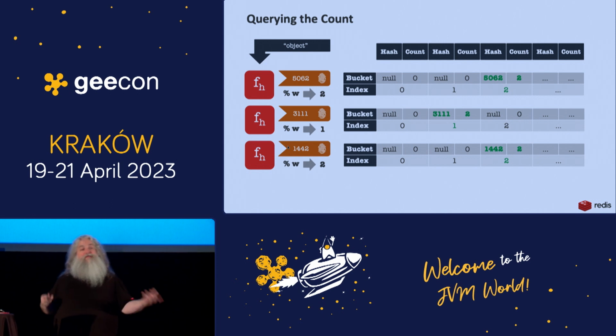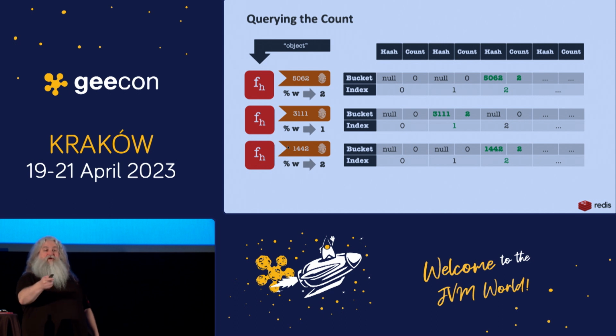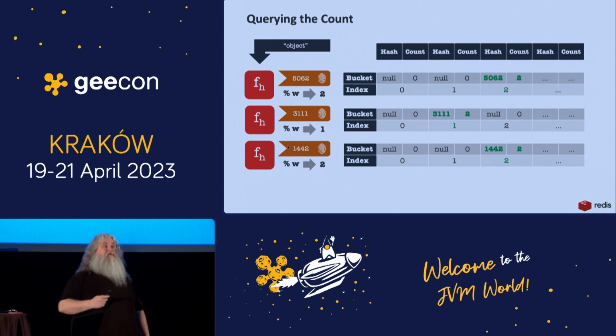And then if we want to query the count, we just reverse this process. So if we say, how many times has object been added to the heavy keeper? We go and find those indices. We go and find all the counts, and we make sure that the hashes match. If they don't match, we don't do it. And then we take whichever number is the biggest, and we return it.